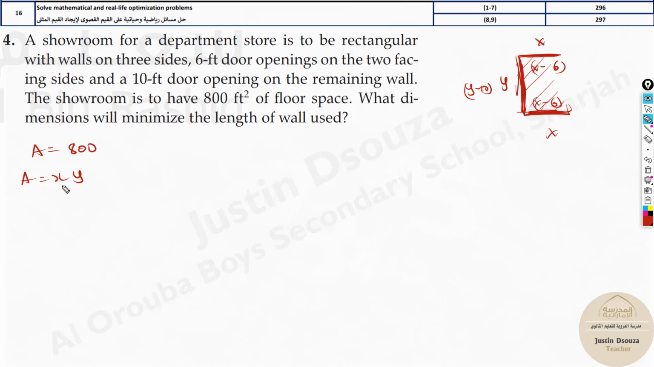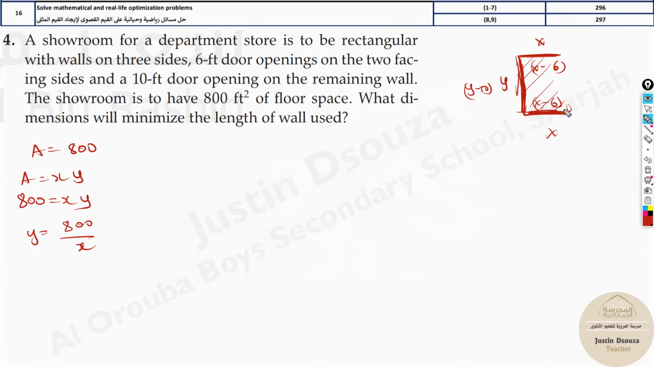No, what you can do is let's consider x and y itself, okay? Because it's easier to keep it as x, y only now. And I'll just rearrange this. 800 is equal to x, y. And what is y? y will be 800 divided by x. Now, this is just a simple rearrangement. Now, y is found out.